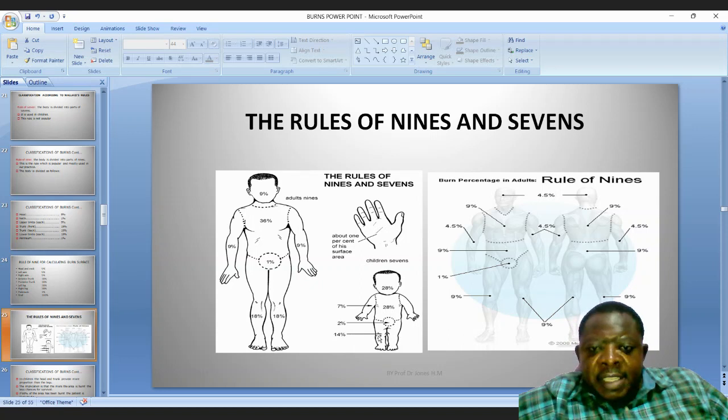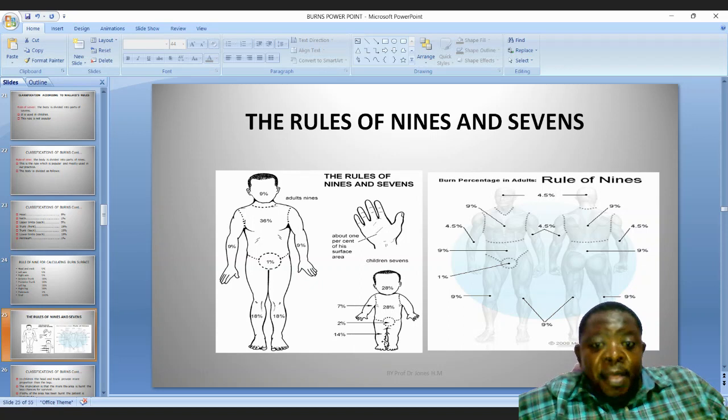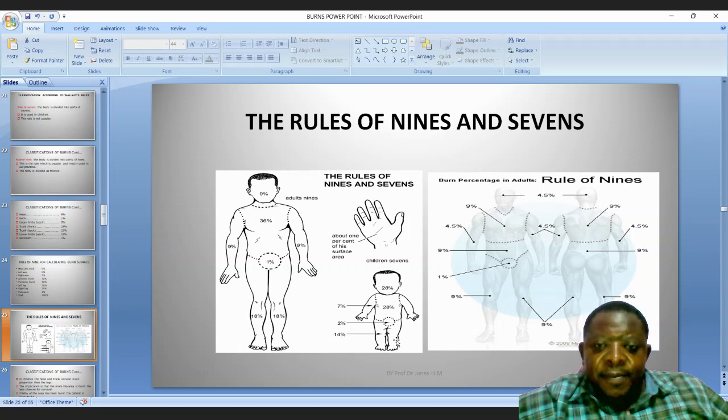Both legs put together make up the total for the trunk and the face, whilst the hand is half the percentage as compared to the leg. So that is how you can remember. It is in the multiple of 7.